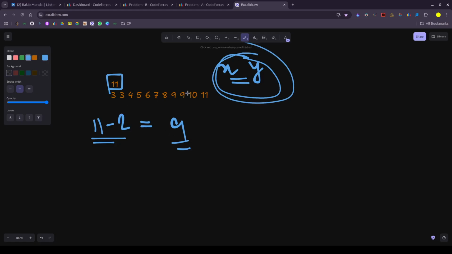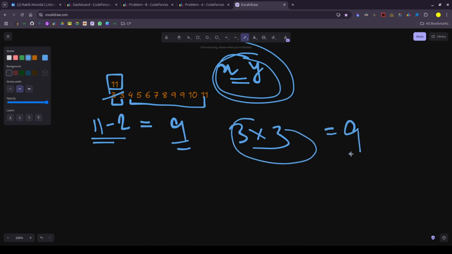Okay. If we take 9, 3 and 3 into 3. These 2 values will be deleted and 9 values will be left. And the dimension is 3 into 3, which also stores 9 values. Okay. So this is a possible answer. So we can see that there is no other answer which can satisfy this condition. Okay.